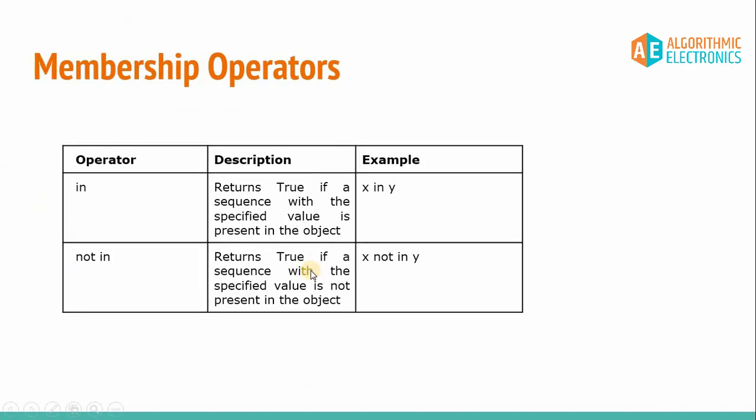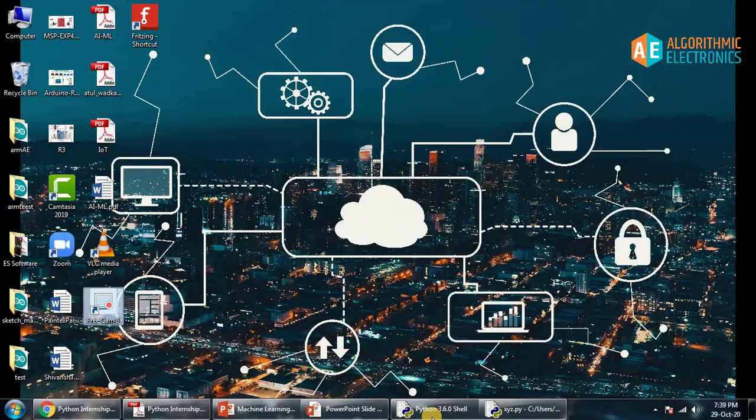Now it is the membership operator. This is going to check whether a particular small entity is present in a large entity or not. That is how it's going to compare. And not in is going to check whether any number is not present in a larger array or not. So it will return true if a sequence with the specified value is not present in the object. Let's try this with the help of some example in the Python shell.